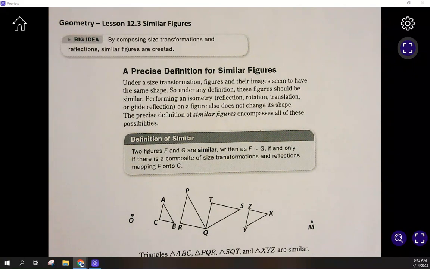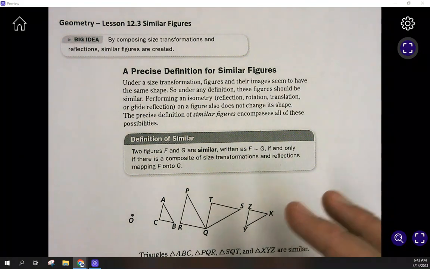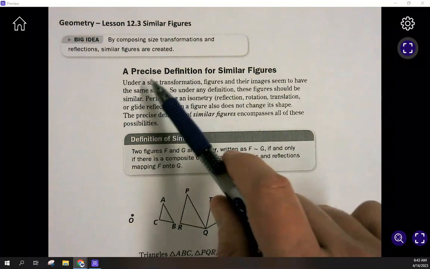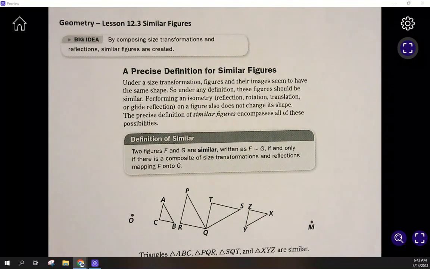So in 12.1 and 12.2, we looked at size transformations and we looked at the ratios and the proportions we could set up between those two different shapes after a size transformation. And so today we're going to define what that actually is, what that means. And we're going to call those similar figures. So we're going to come up here with a precise definition for similar figures.